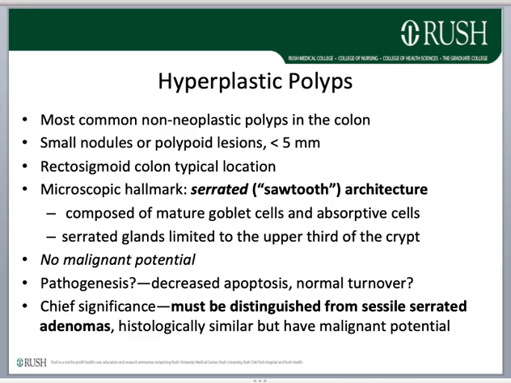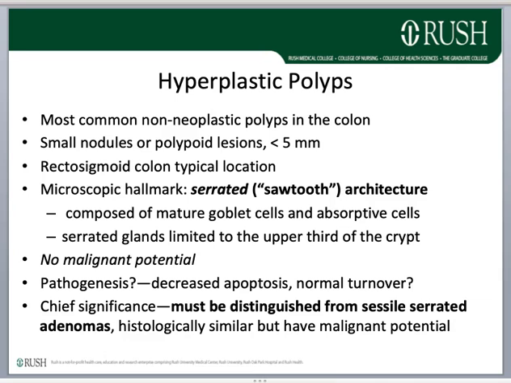Hyperplastic polyps are the most common non-neoplastic polyps in the colon. Hyperplastic polyps have an endoscopic and gross appearance of small nodules or polypoid lesions. They are typically located in the rectosigmoid colon and are less than 5 millimeters in size. Hyperplastic polyps have a characteristic serrated or sawtooth pattern and are composed of mature goblet and absorptive cells, the same cells that line normal colonic epithelium. Serration is typically restricted to the upper third of the crypt.